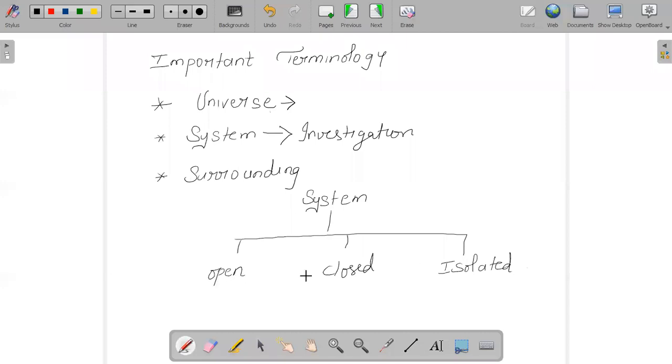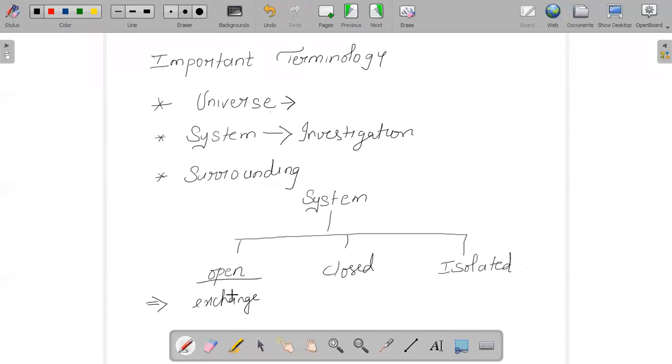So we should know what is the difference between each, or what we mean by open system, closed system, and isolated system. There is an exchange. When there is an exchange of energy as well as matter, then we consider that to be an open system. For example, we can say a cup of tea.